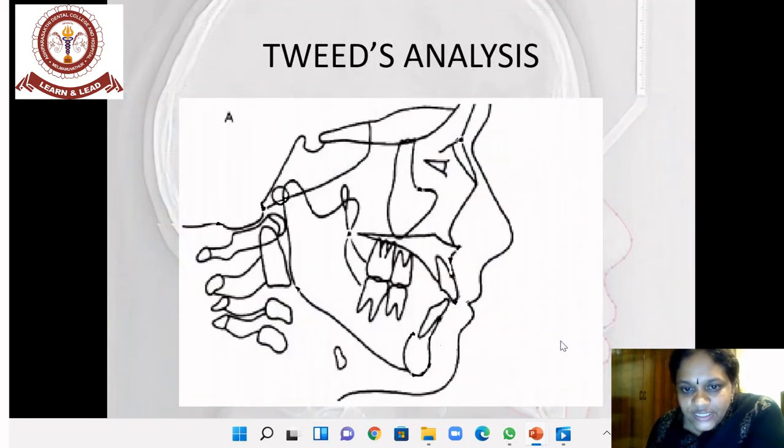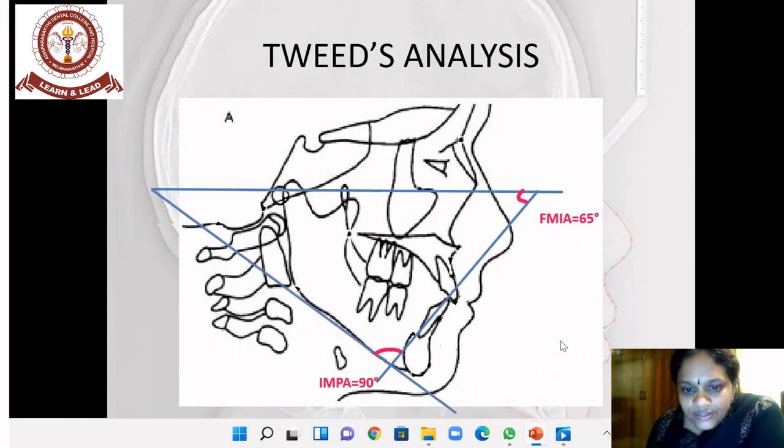Coming to the TWEED'S analysis, it has 3 important angles. The first one will be your angle formed between the FH plane and the mandibular plane. This is your FMA. And then the angle formed between your FH plane and the long axis of lower incisor, which is FMIA angle, and then the third one is the IMPA angle. So the sum of these 3 angles should always be 180 degrees.